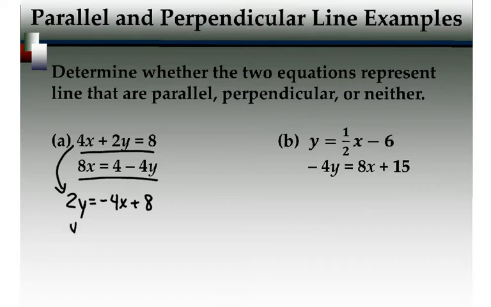Divide everything by 2, and we get negative 2x plus 4. So our slope from this line right here, we're going to call it M1 equals negative 2. Now let's see if the slope of the second line is also negative 2, or a negative reciprocal of that number.